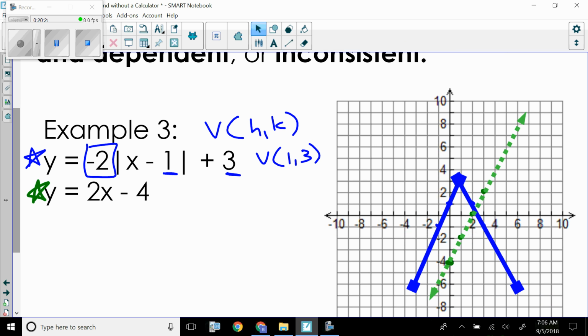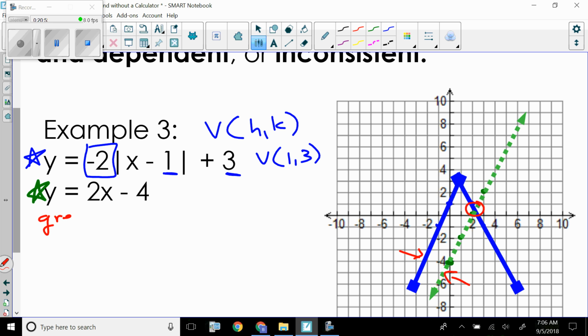Now, it did say I had to classify. It appears as though this hits right there. The question is, are these two lines, right here and here, going to cross or intersect again? Well, let's think through this. The slope of the green line is 2.